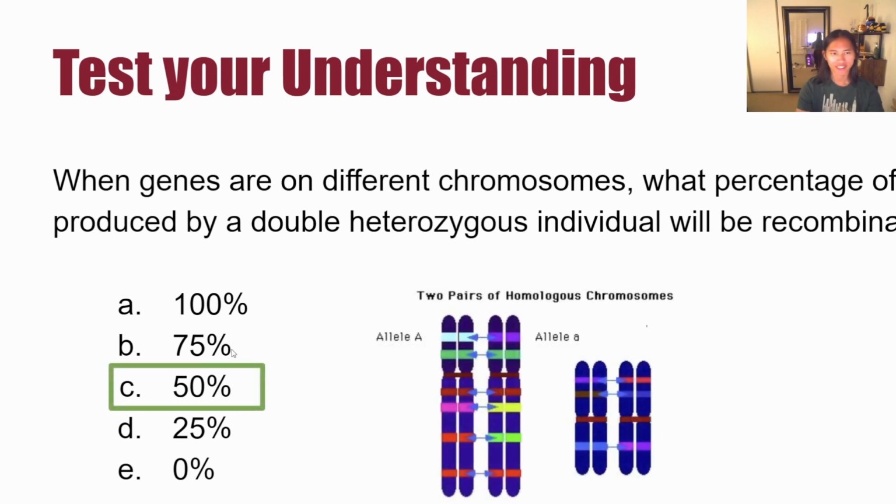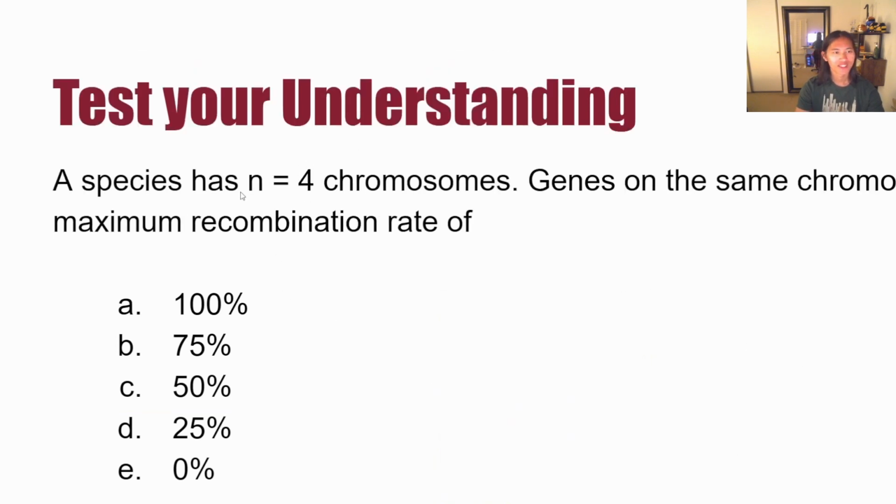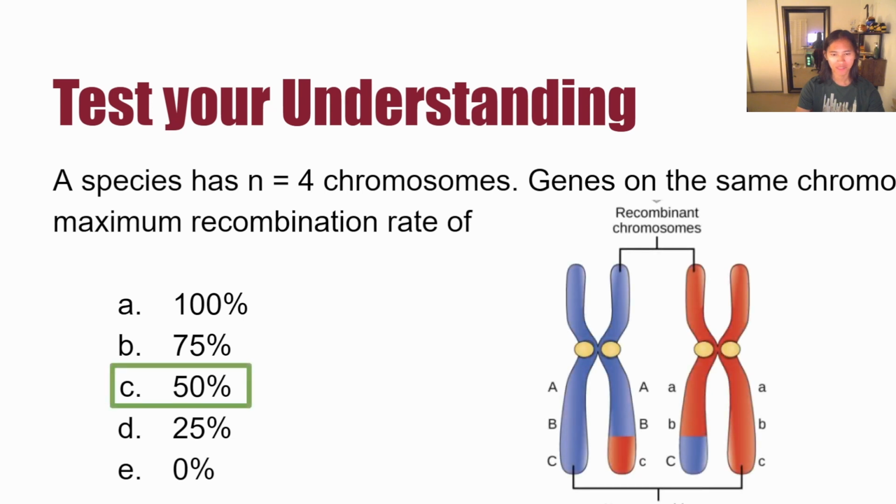50%, because they are on different chromosomes, they are unlinked, and as such, the gametes that are recombinant will be 50%. There will be an equal amount of recombinant and parental gametes when it comes to unlinked genes. Let's say then that a species has n equals 4 chromosomes, and that the genes on the same chromosomes have a maximum recombination rate of should be 50%.